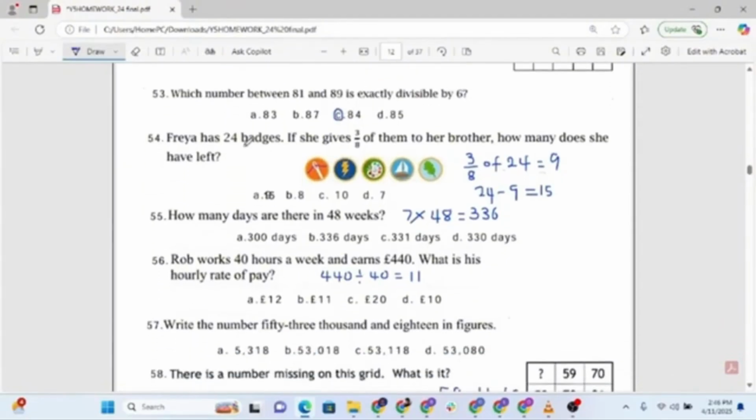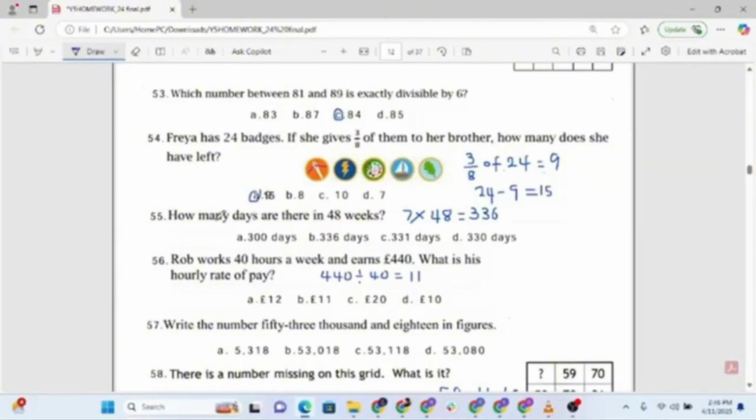Question 54. Freya has 24 badges. If she gives 3/8 of them to her brother, how many does she have left? The correct answer is option A, 15. Explanation. 3/8 of 24 equals 9. 24 minus 9 equals 15.